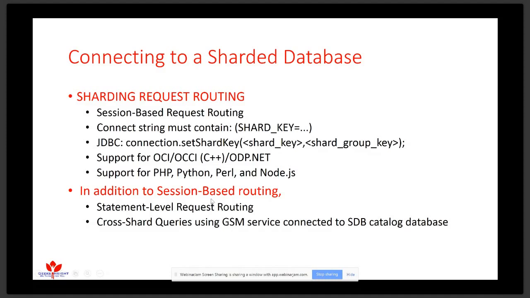But in addition to session-based routing, you can also have statement-level request routing. You can keep a shard key in your query itself and tell it to go to a particular shard. Cross-shard queries are also possible by using a GSM service to the SDB catalog database. So if you don't know which shard it is, you can connect to a common GSM service to the GSM catalog, and then the GSM catalog will take care of routing your query to the different shards and get the data to your client.